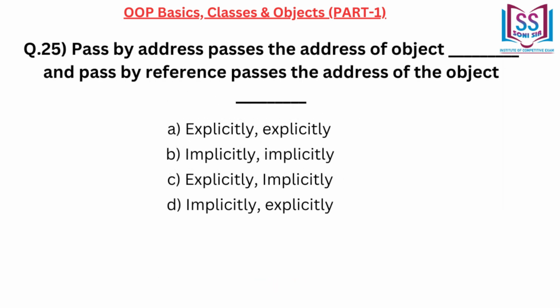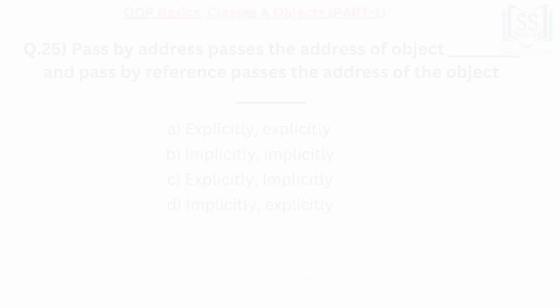Pass by address passes the address of the object dash, and pass by reference passes the address of the object dash. A. Explicitly, explicitly. B. Implicitly, implicitly. C. Explicitly, implicitly. D. Implicitly, explicitly. Correct answer, C. Pass by address uses explicit address passing to the function, whereas pass by reference implicitly passes the address of the object.